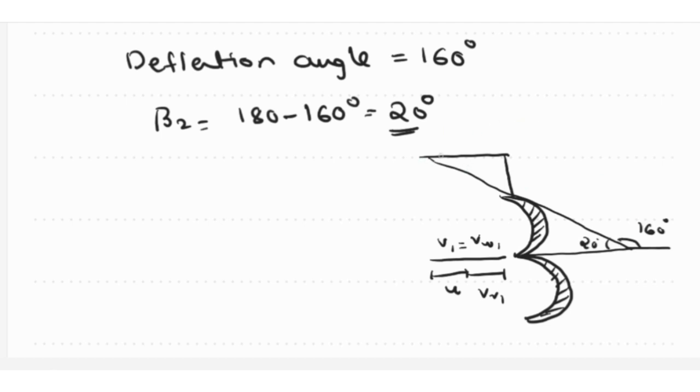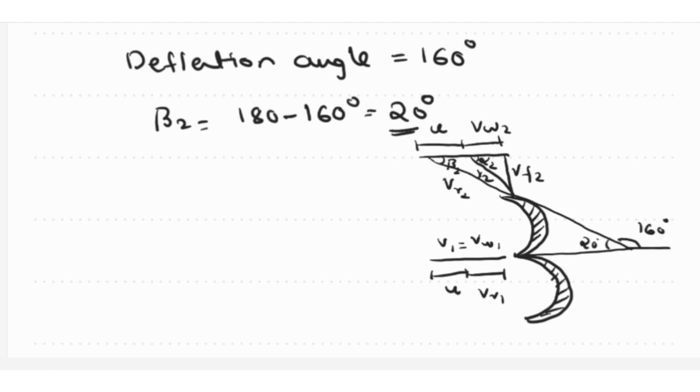So this angle will be equal to this angle, so that is beta 2 is equal to 20 degree, and the remaining thing we should draw. So this will be vr2, this is v2, and this is vf2, this is u2 or u, and this is vw2, and this is alpha 2. So this is how the velocity triangle looks. So we should solve this velocity triangle in order to calculate the required thing.